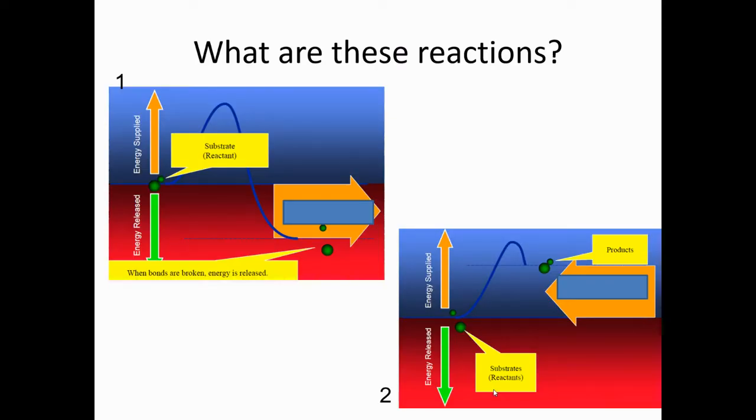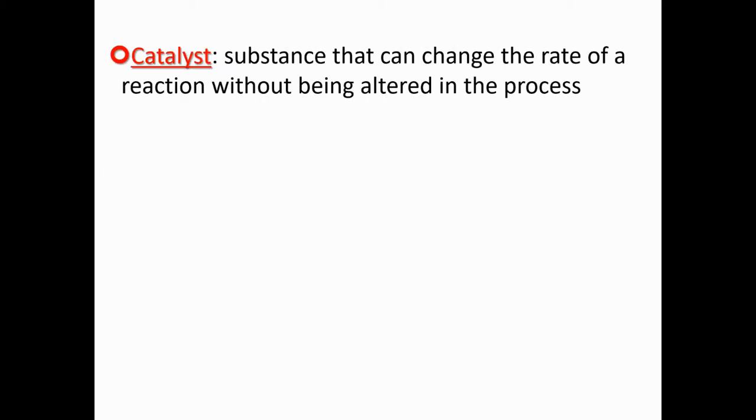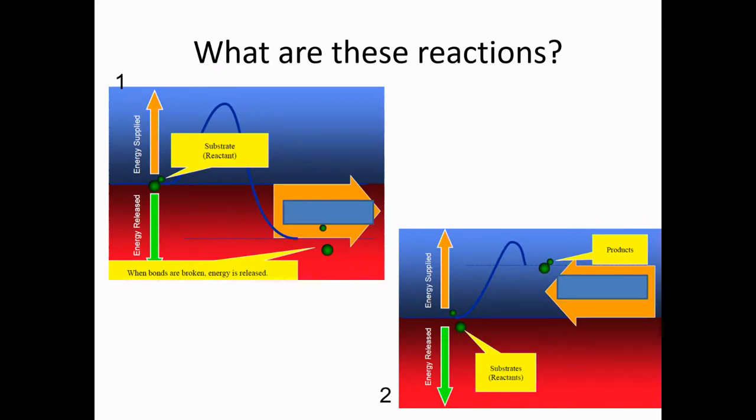So here's a couple graphs, right? Number one, what type of reaction is that? It's kind of hard to see, but we have our molecules there, energy is input, and at the end, two molecules are separated. So that would be a catabolic reaction, because we are releasing energy. Bonds are broken, and molecules are broken down.